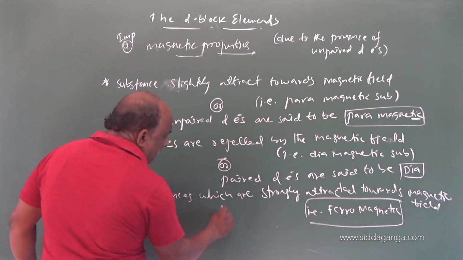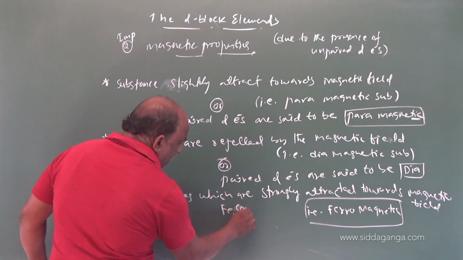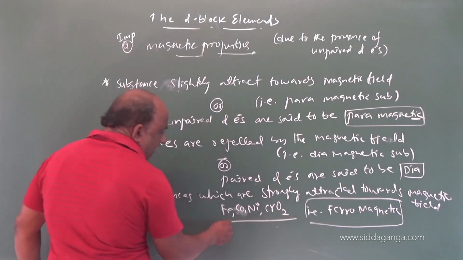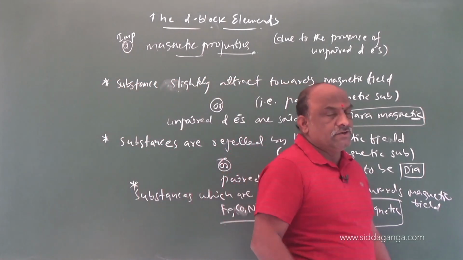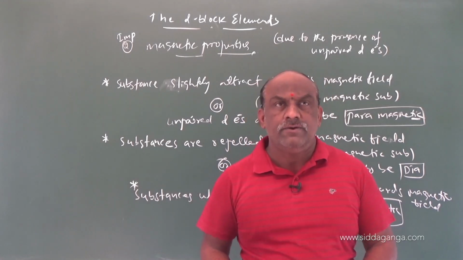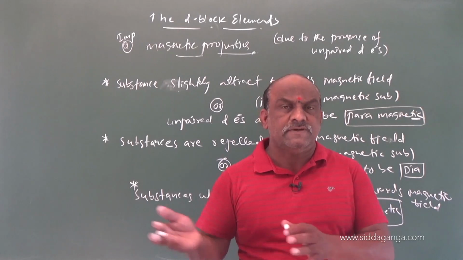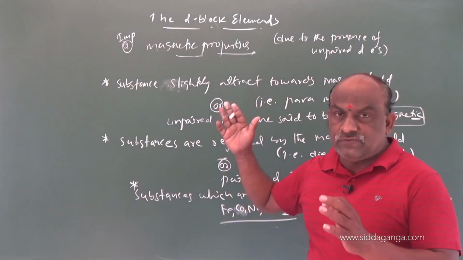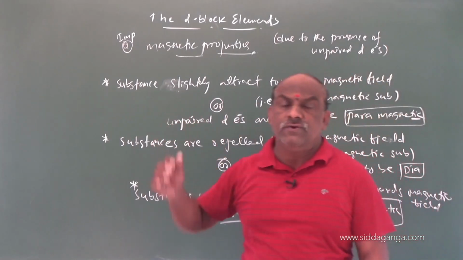Examples: iron, cobalt, nickel, CrO2. Remember, my dear students, this is additional information. Actually, when a magnetic field is applied, you observe two types of behaviors of substances. Substance 1 is slightly attracted towards the magnetic field. Substance Y, or substance 2, is repelled by the magnetic field.